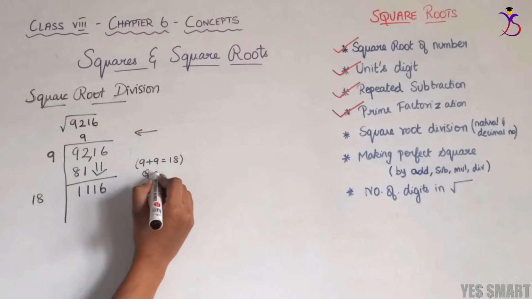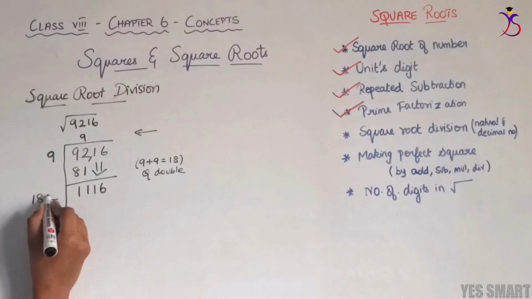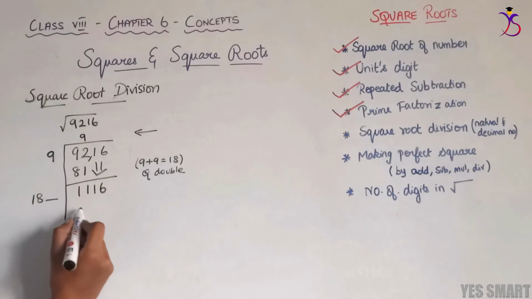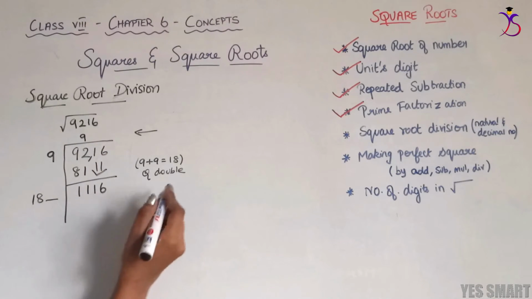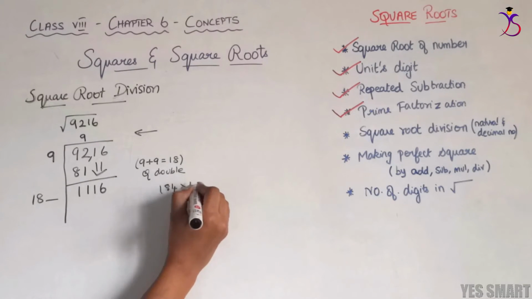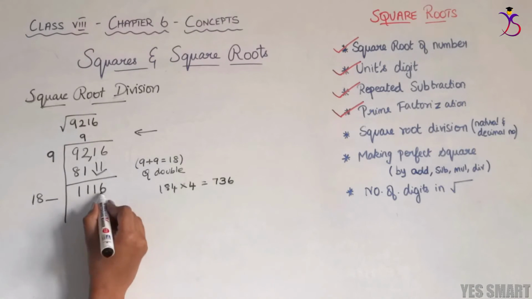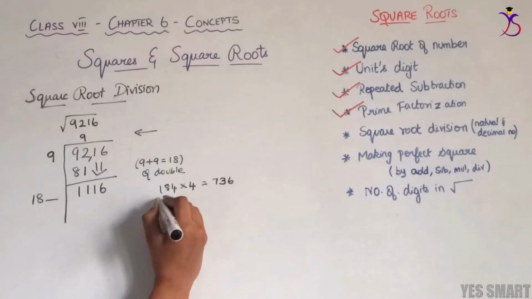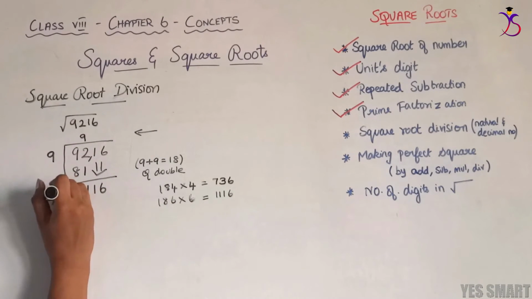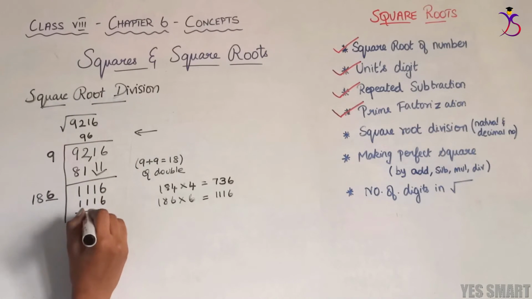Now I have to put a digit here. The same number has to be used in the quotient. Since the number is ending with 6, I can use either 4 or 6. That is 184 into 4 will be 736, which is a little far from 1116. So I'm trying 186 into 6, which is 1116. So I can use 6. Therefore the remainder is 0.